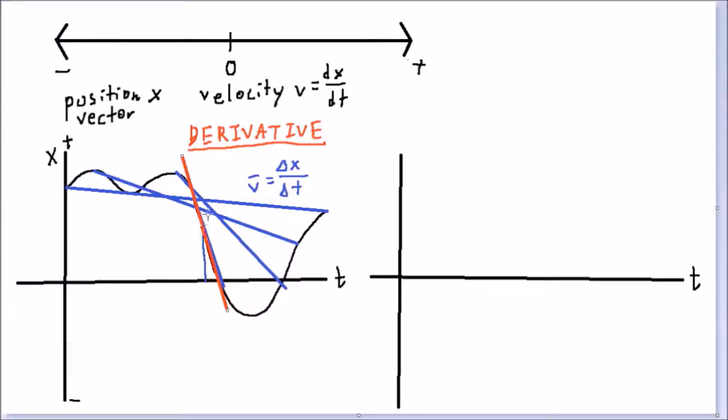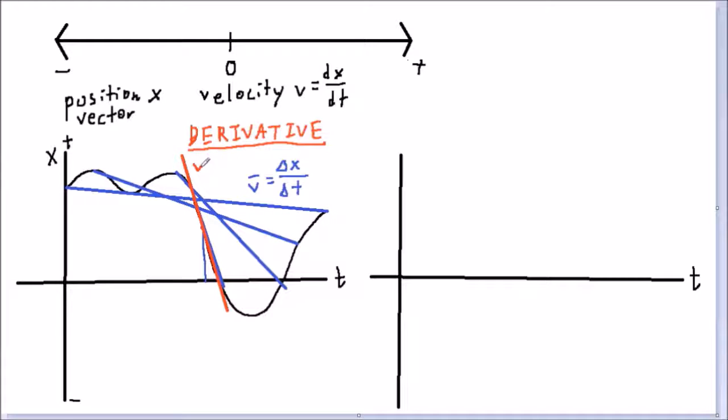The slope of this line here, which is the slope of the line tangent to the function at that one point, is going to be the derivative at that point. The instantaneous velocity at that point is just the slope of this line. And that's what we're going to write as dx over dt. This velocity right here.